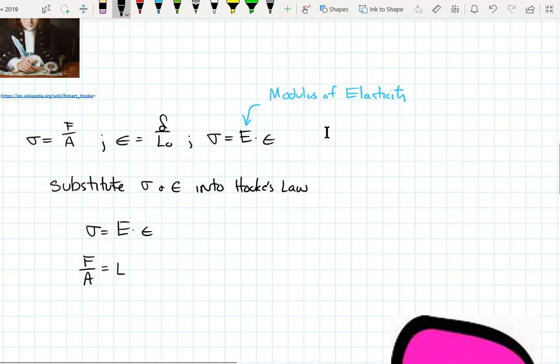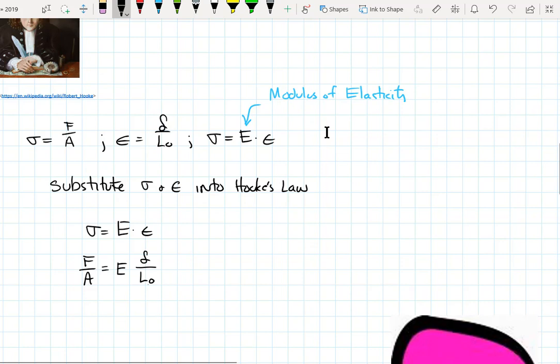E is modulus of elasticity, and that is a material property that we will typically look up in a chart similar to the one we just looked at, or exactly like the one we just looked at. Epsilon is defined as that change in length over the original length. And again, a lot of times that L0 will just be L, and it's understood that the length we're talking about is the original length.